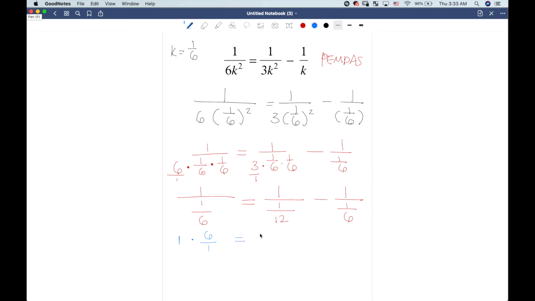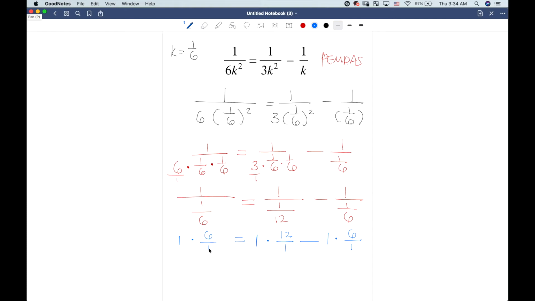But the sign stays the same. 1, so the numerator stays the same. Instead of dividing by a fraction, we're going to multiply by the reciprocal. Minus 1, numerator stays the same. Divided by a fraction. Instead, we're going to multiply by the reciprocal. And now we just have to multiply.